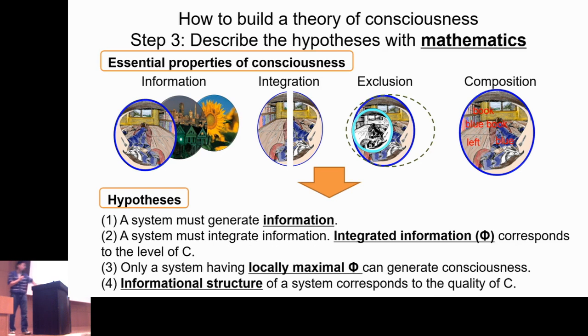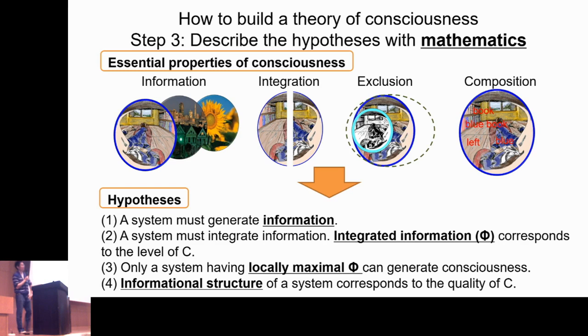But anyway, as you can see, there are many questions here, and these hypotheses are not, of course, clarified with only these sentences. So I think we need mathematics here. Okay? So for example, what is information? Or what is integrated information? Or what is locally maximal? By the way, integrated information is sometimes called phi. And what is locally maximal phi? Or what is informational structure? These things are very ambiguous and not well defined, even only by these words or sentences.